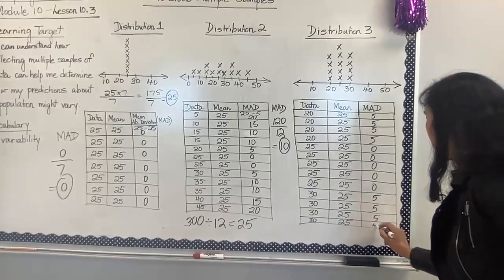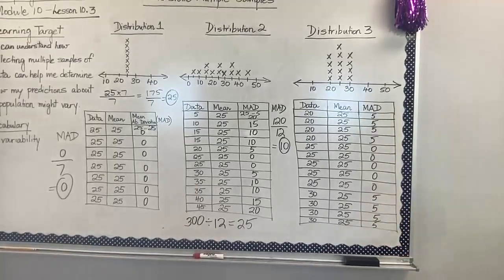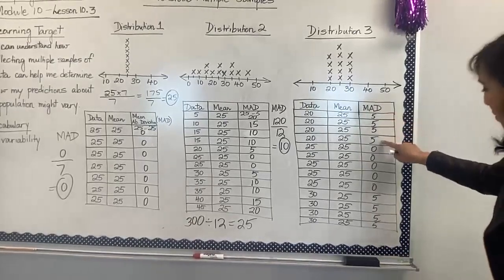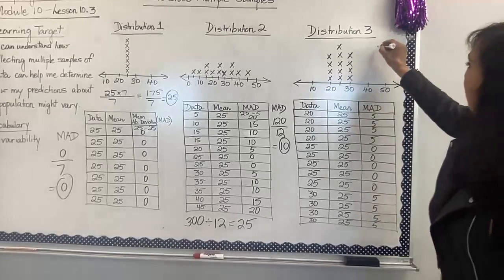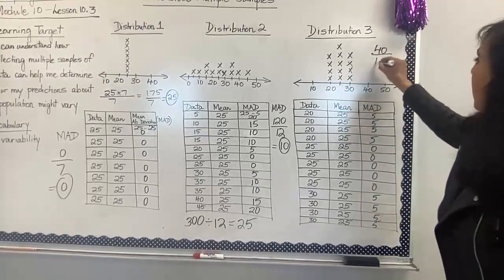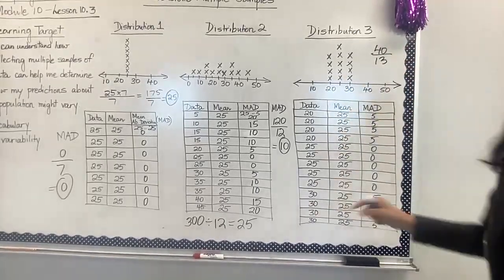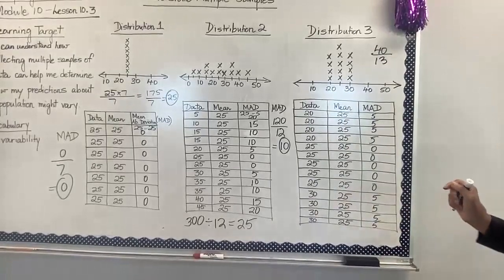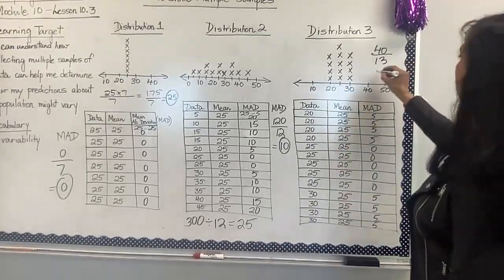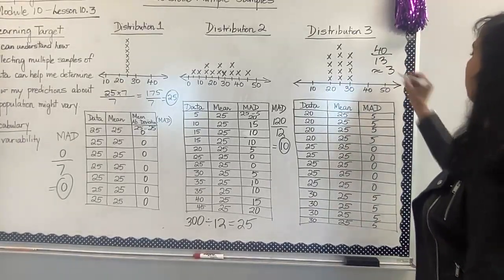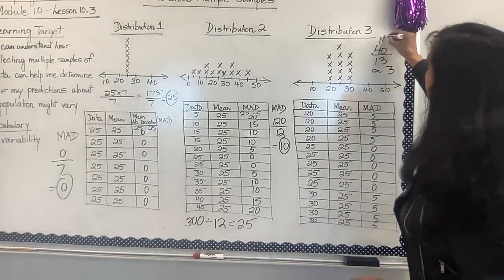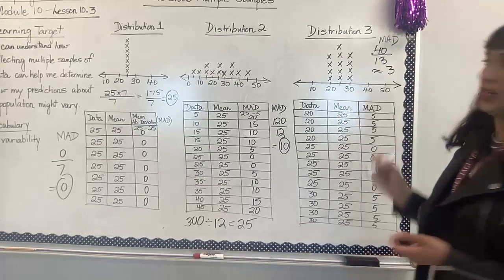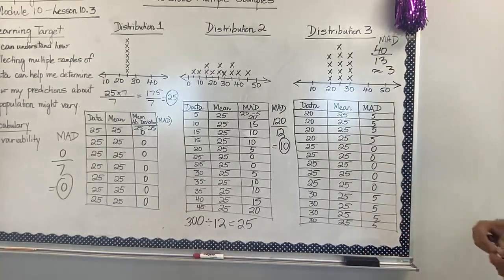So now, okay, let's find the mean absolute deviation. So 5, 10, 15, 20, 25, 30, 35, 40. So I have 40 divided by the total number of items, which is 13. And I get approximately, my mean absolute deviation is going to be 3. Okay, so my mean absolute deviation is approximately equal to 3.